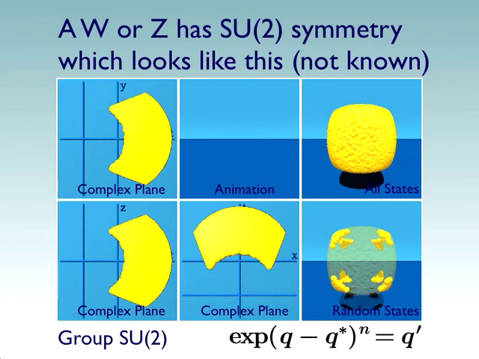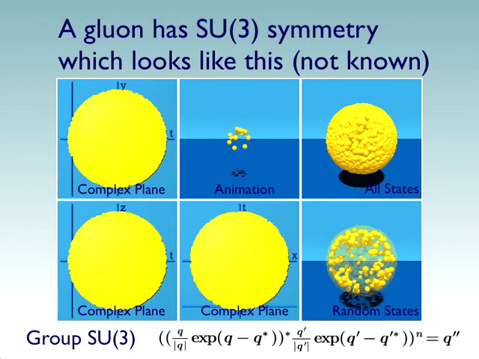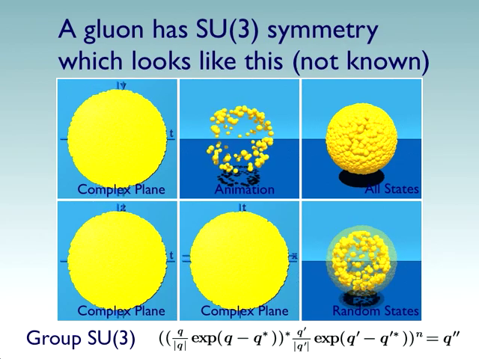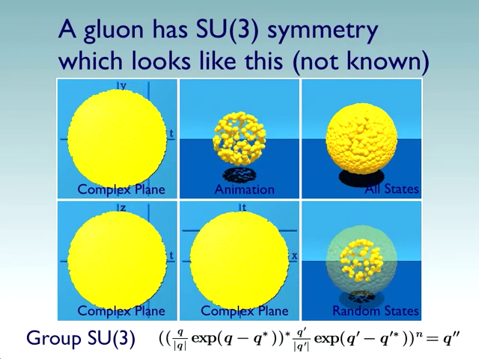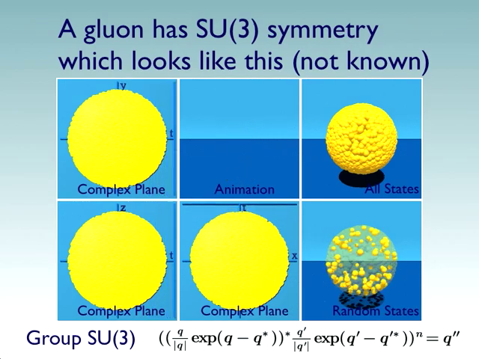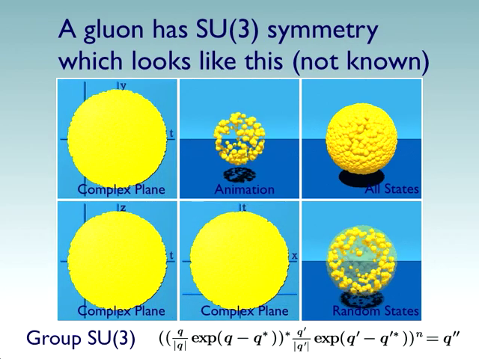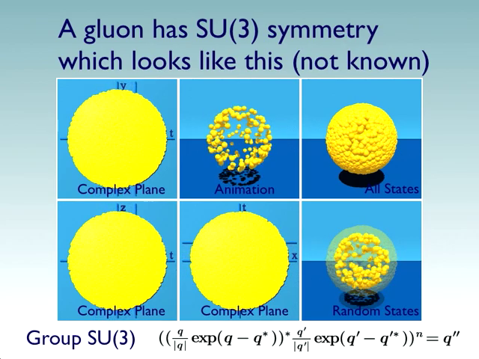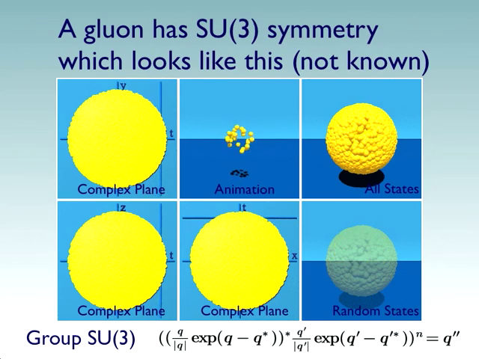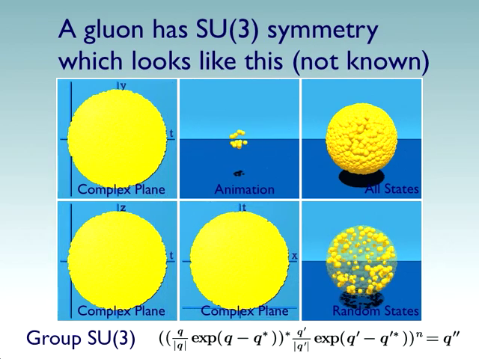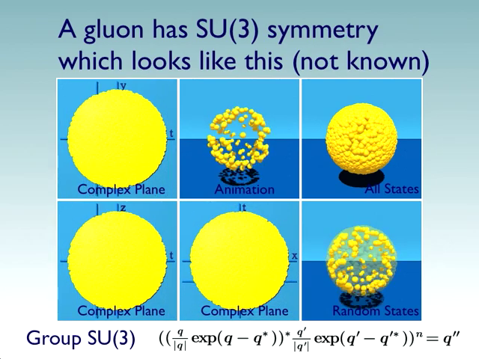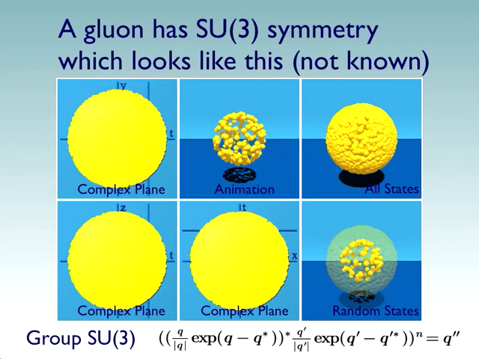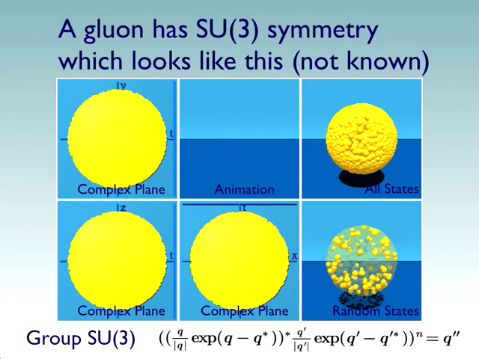But we continue this process by considering a gluon, which has SU3 symmetry, and this looks like an expanding and contracting popcorn ball. As you can see, the math is a combination of the last 2 slides. We've got the U1 there and the SU2, and we take a conjugate and we do the same thing again, and we just take n of those and we end up with this sort of animation.